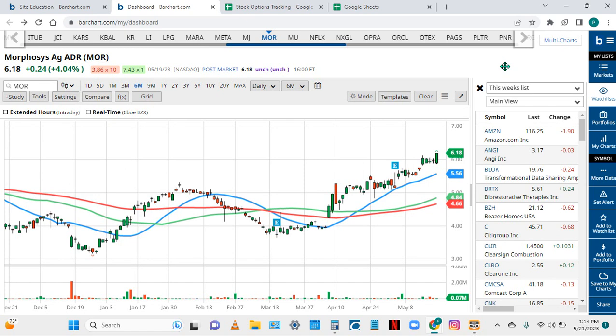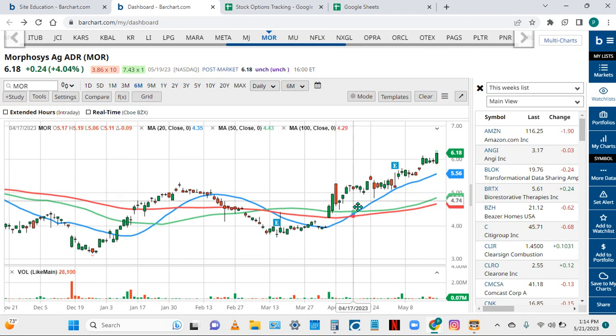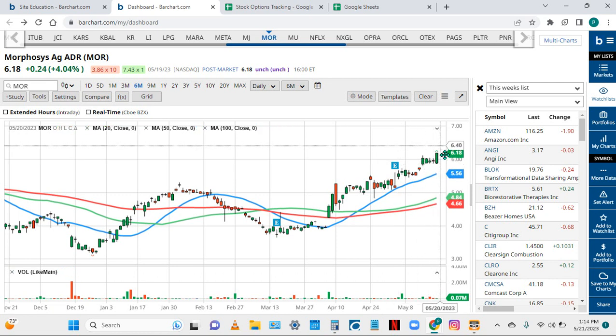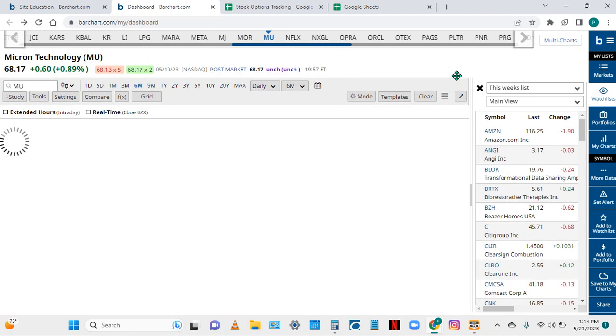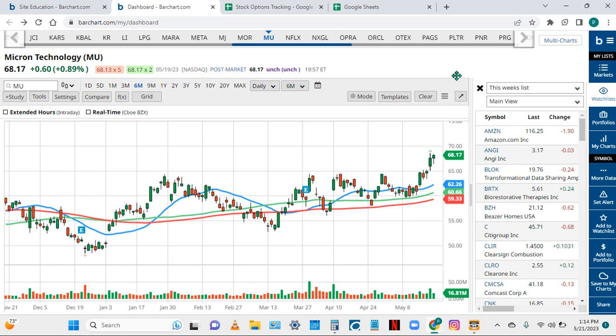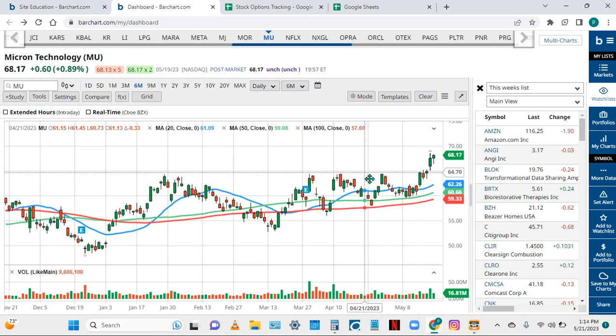This is Morphosis, an ADR, so a foreign company. Got a breakout, gap up, went sideways, gapped up, went sideways, and gapped up again, going sideways. This looks like a continuation higher. I like that closing on Friday. That's very strong. Micron was on my list, and I actually owned it earlier in the year. Sold it, and now it's starting to move up again. So Micron is definitely one of those large semiconductor companies that is a possible purchase.